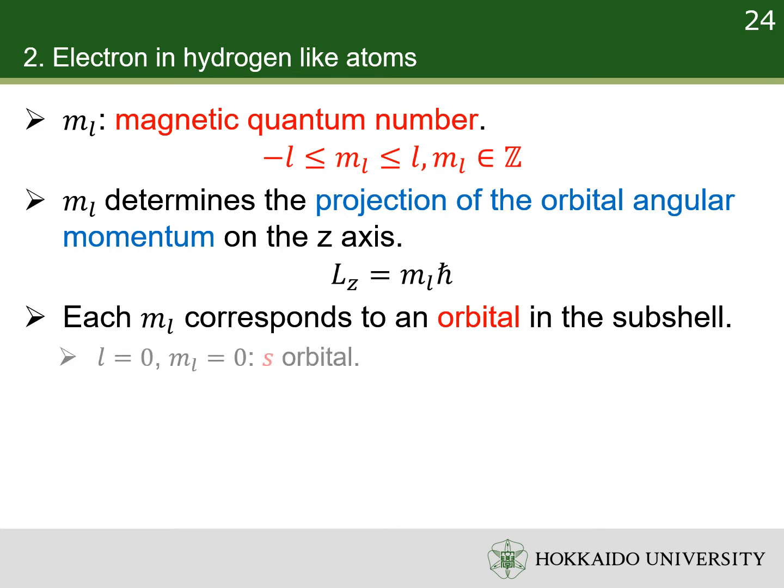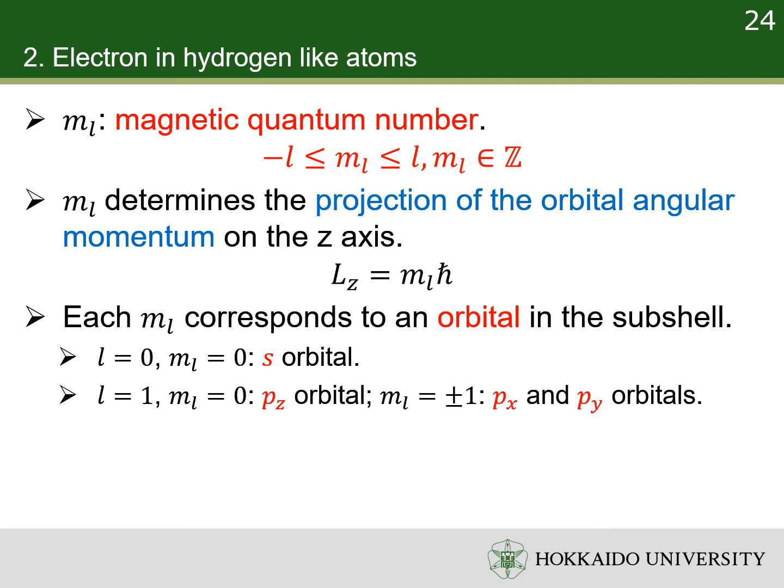For example, when the azimuthal quantum number is 0, the magnetic quantum number must be 0. This orbital is the s orbital. When the azimuthal quantum number is 1, the magnetic quantum number can be 0. This orbital is the pz orbital. The magnetic quantum number can also be ±1. They correspond to px and py orbitals.